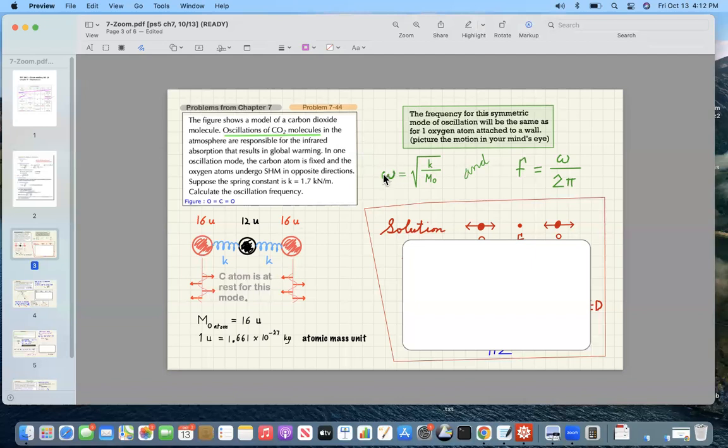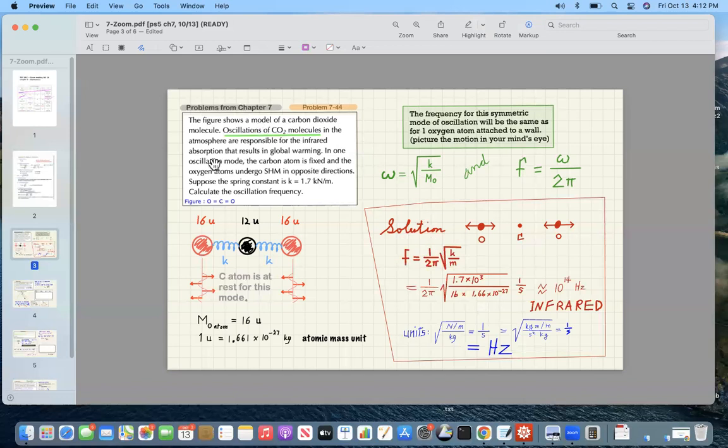Now, omega is angular frequency. Frequency, f, is omega divided by 2 pi radians. So one period of oscillation is 1 over the frequency. It's 2 pi radians divided by the angular frequency.